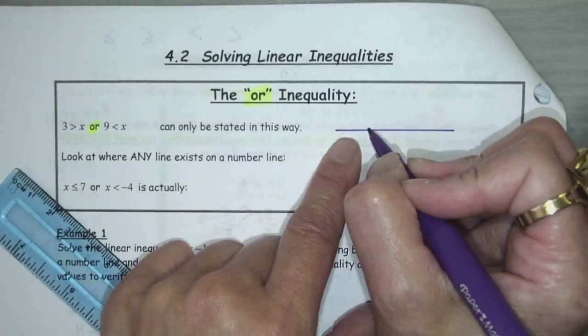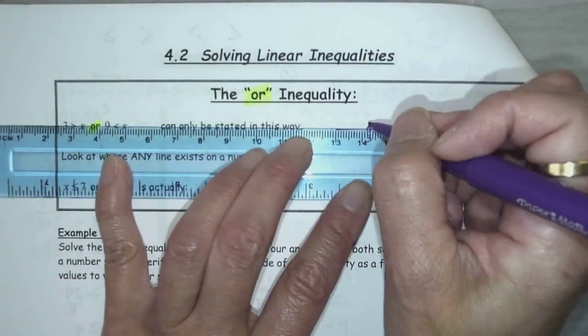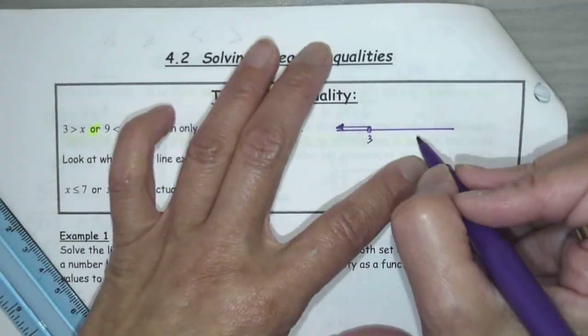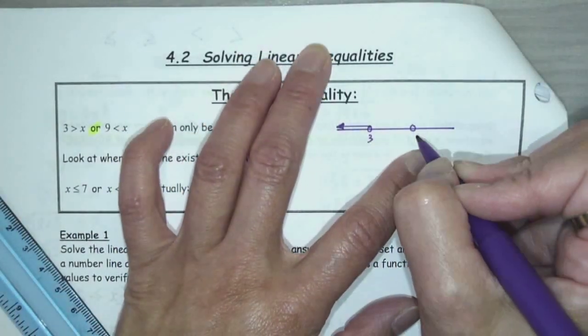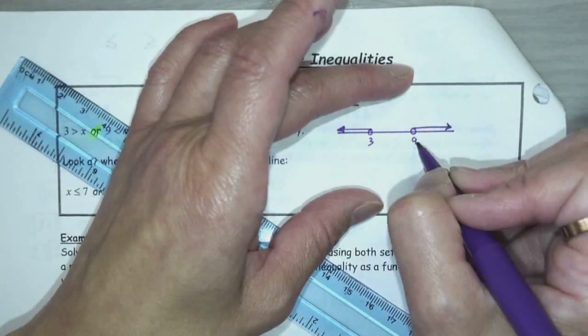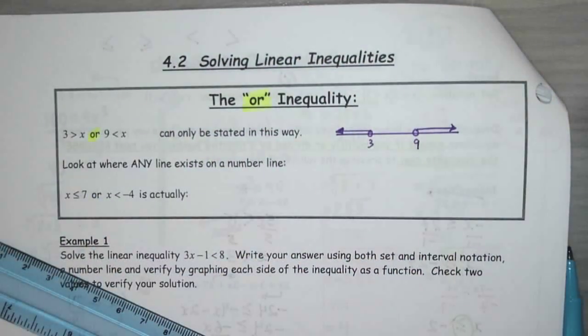It's less than 3, so it heads to the left, or greater than 9, and it heads to the right. And your answer is both, or. Up to you, or this or that. So it is kind of like the English language where you go, "or" is very flexible.